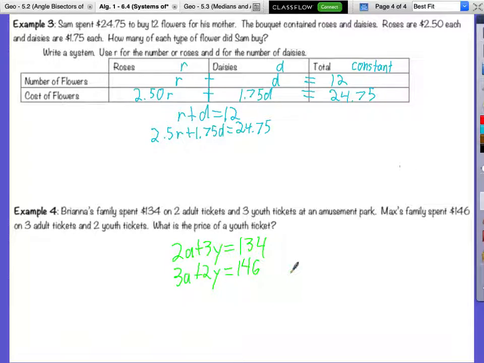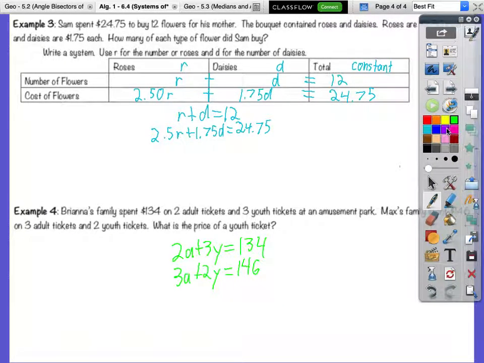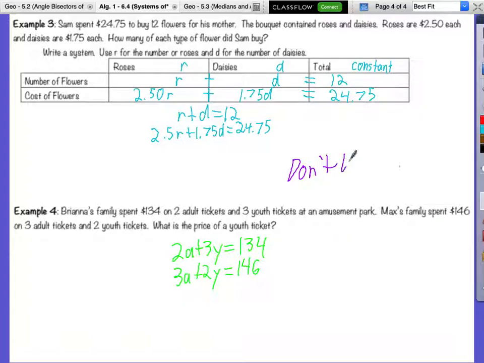Hey, you might want to look up here on the board for some instructions, right? So here are some don't do's. Don't do number 4 and 7 through 9. Don't do numbers 4 and 7 through 9.